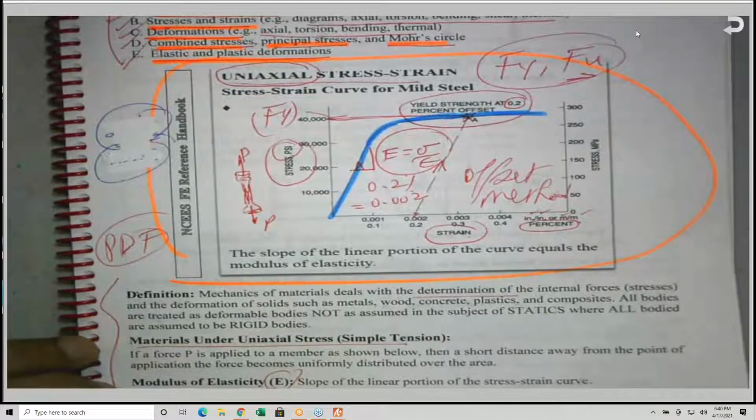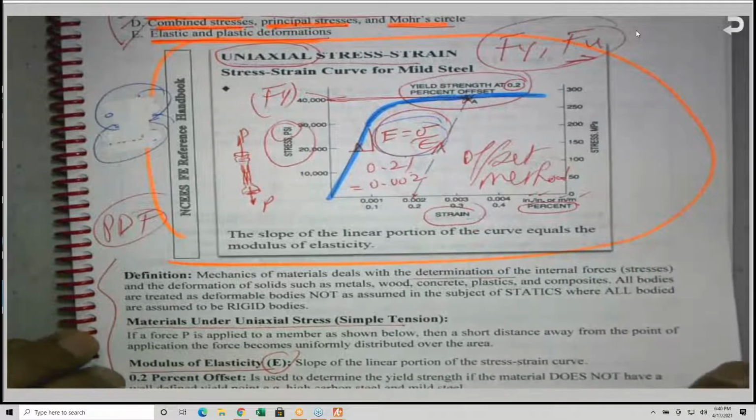Anyhow, the modulus of elasticity is the slope of the line, sigma over epsilon.